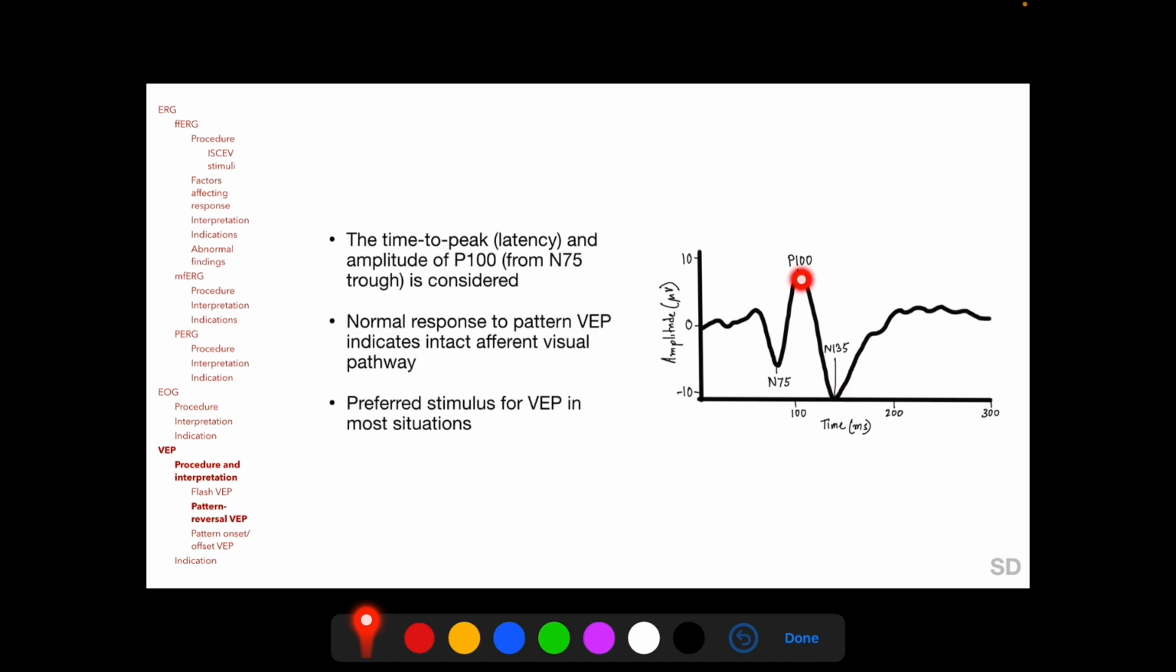And the P100 waveform is considered for evaluation, both its time to peak and its amplitude from the trough of the N75 wave. A normal pattern reversal VEP indicates an intact afferent visual pathway, and as we have mentioned, pattern reversal stimulus is the preferred stimulus for VEP in most situations.